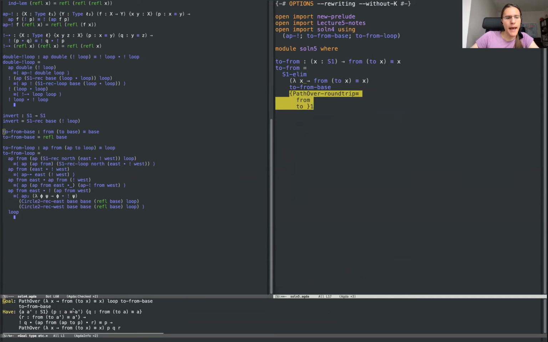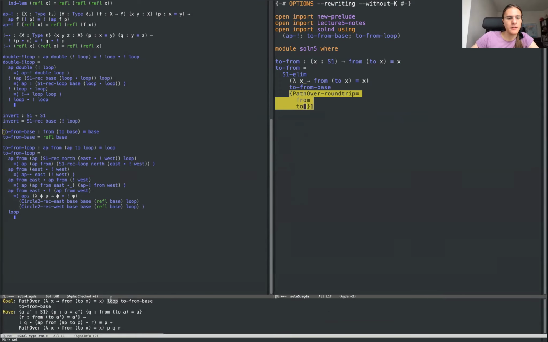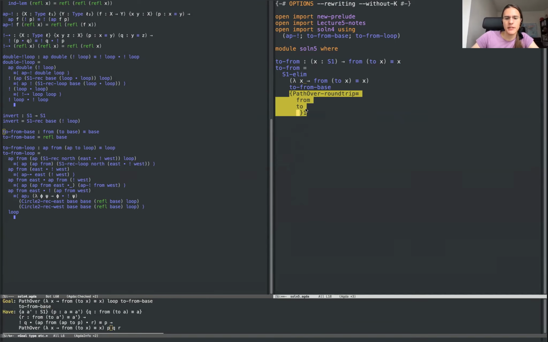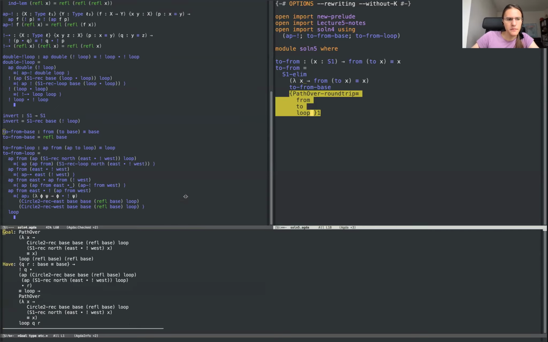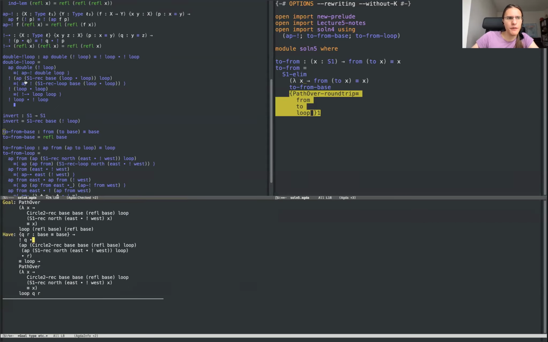Then what path do I want to have? So I have path over, and then I have loop. And then I have these two paths. These two paths are actually reflexivity if I fully normalize it, but the point is that P is loop. So I want to put loop as the next argument. And then if I fully normalize this, you can see that both of those things, the two from base things, are just reflexivity.